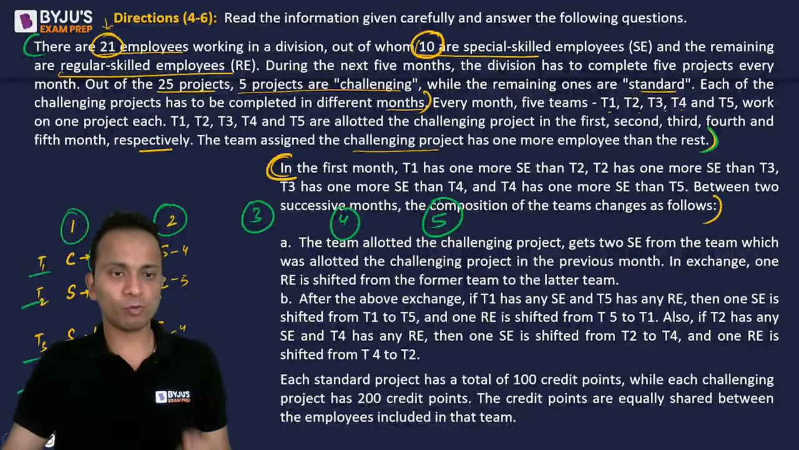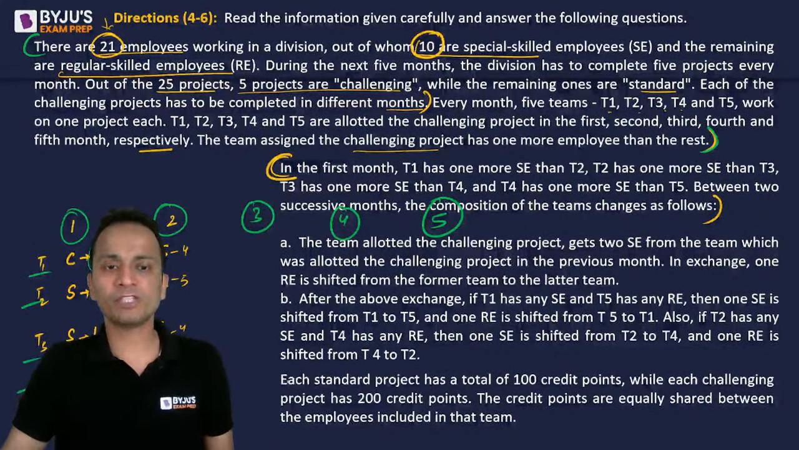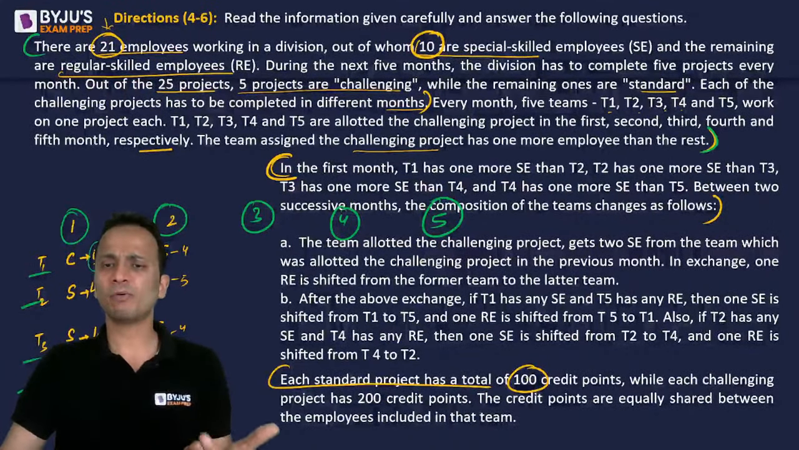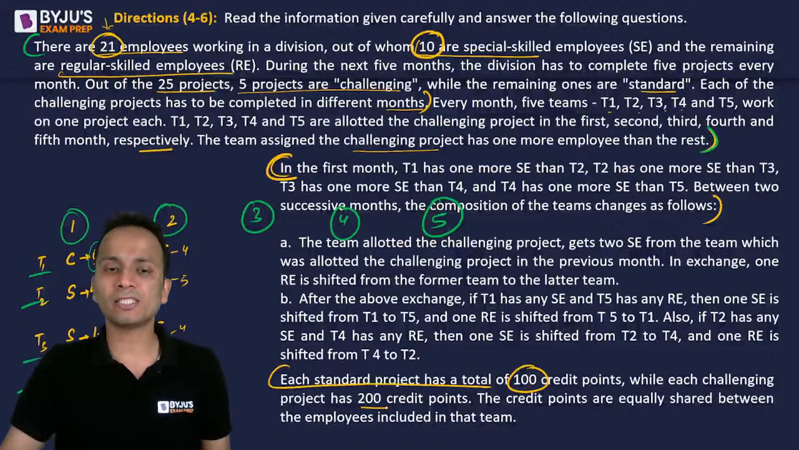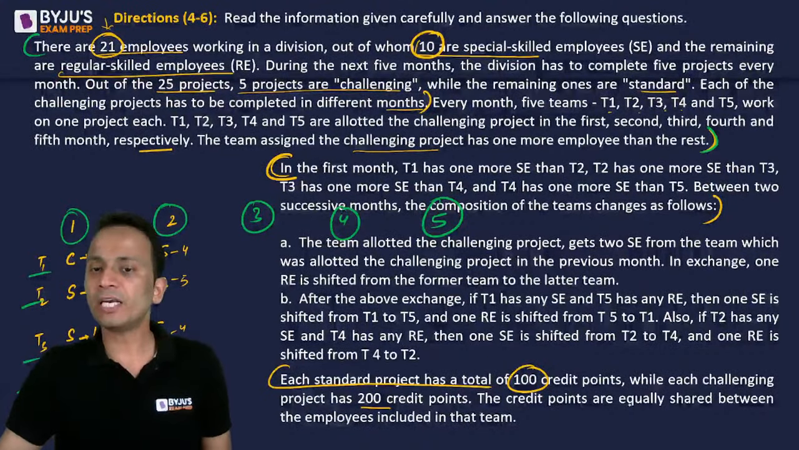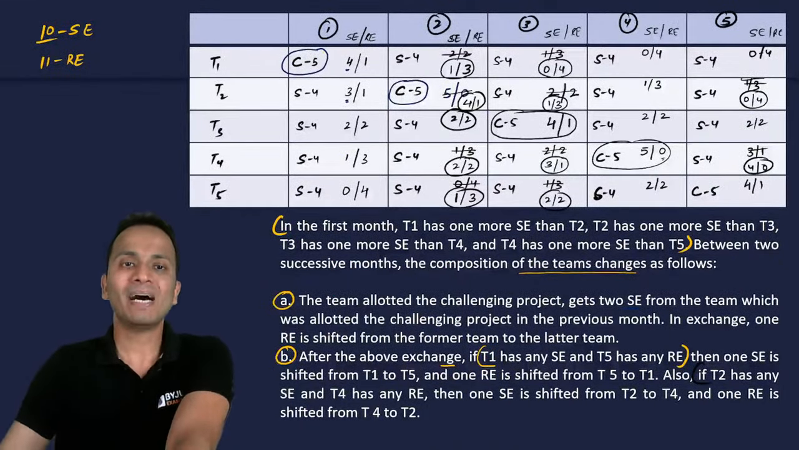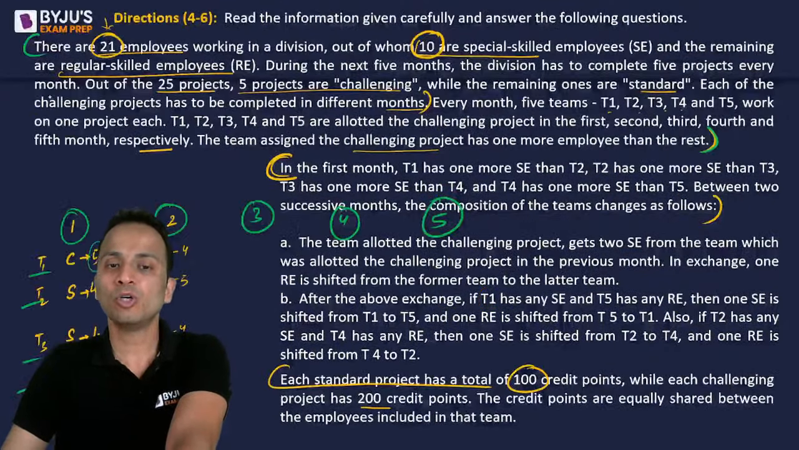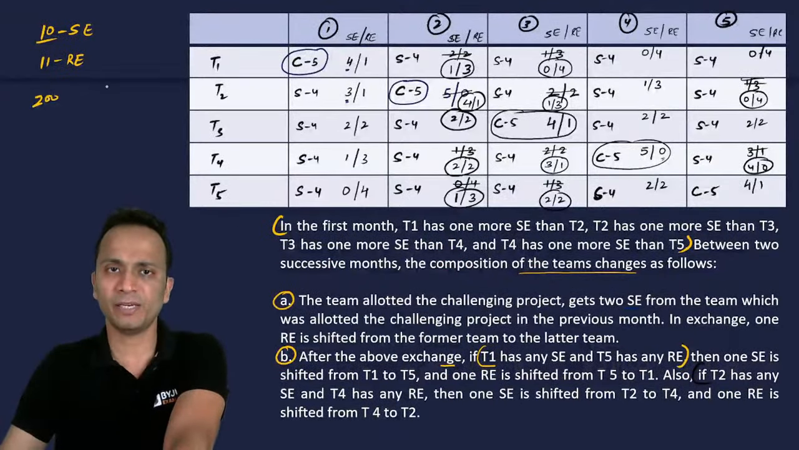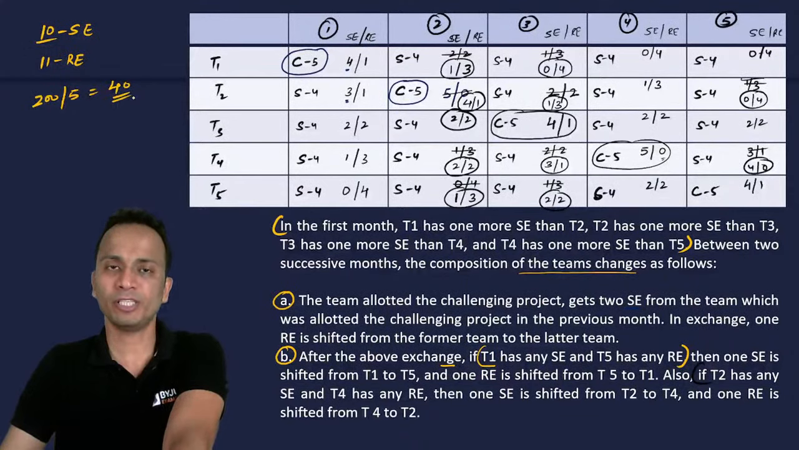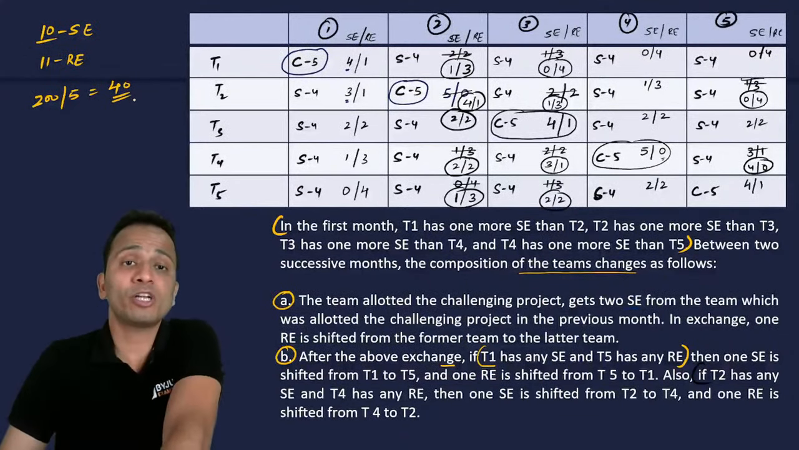Now, one thing that was left was at the bottom of the screen: each standard project has a total of 100 credit points, and each challenging project has 200 credit points. The credit points are equally shared between the employees in that team. So, if I look at month number 1, team 1 was given a challenging project, which gets 200 credit points, and this will be divided among 5. So every employee will get 40 credit points for a challenging project.